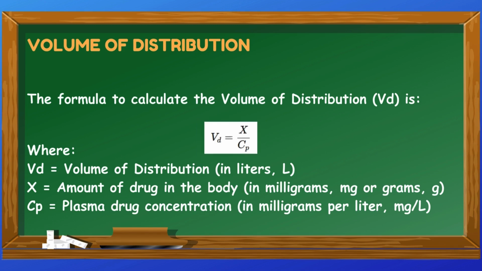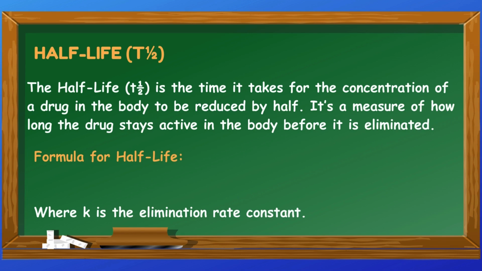The third parameter is half-life. We already explained this, but let me give you a quick overview. The half-life is the time it takes for the concentration of a drug in the body to be reduced by half. It's a measure of how long the drug stays active in the body before it is eliminated. This is the formula used to calculate a half-life.